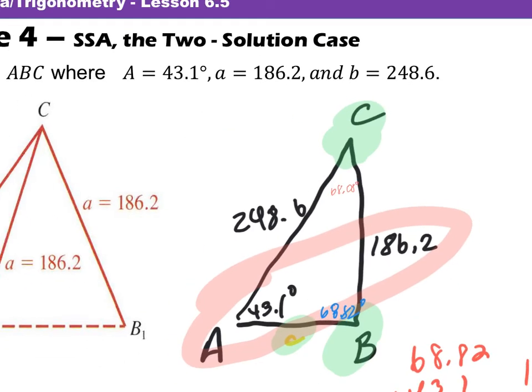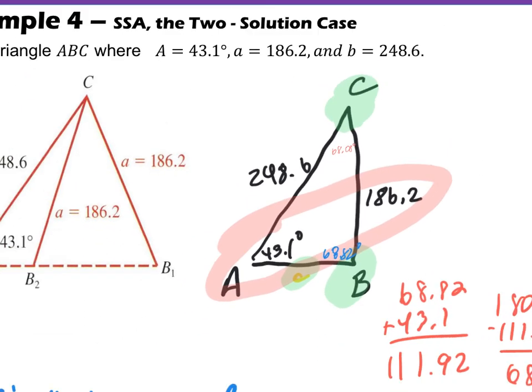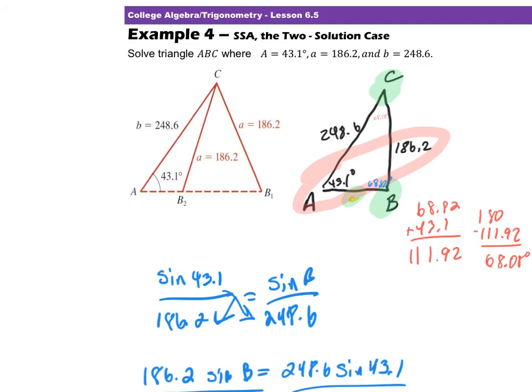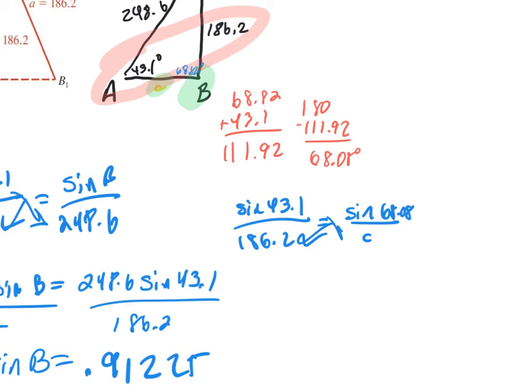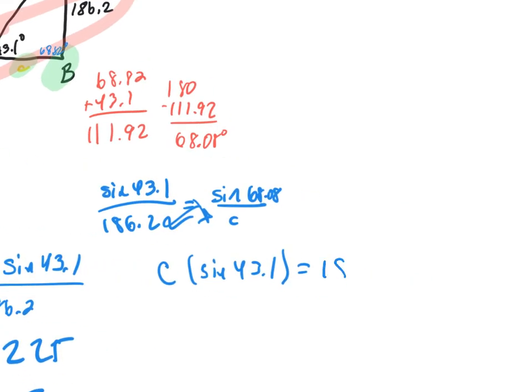So angle C in this case is 68.08 degrees. And now to solve for side C, guys, do the exact same thing. I'm going to do my law of sines. I'm going to take the proportion that they gave me at the beginning. So sine of 43.1 over 186.2 equals sine of 68.08 over side C. We're going to cross multiply and solve. So C times sine 43.1 equals 186.2 times the sine of 68.08.